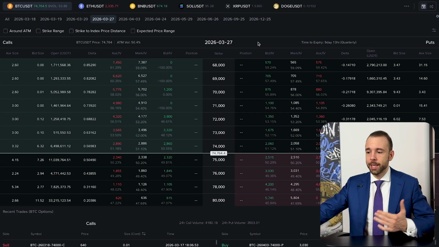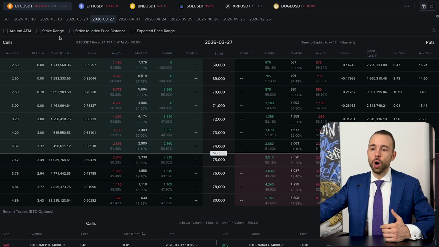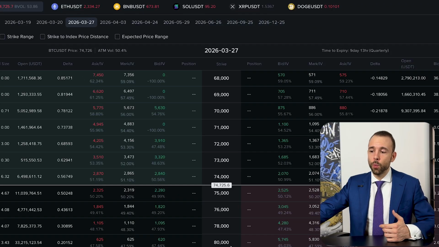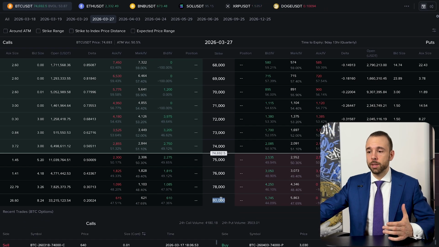And now let's take a look at the Binance option chain. So as you can see, it's very similar to a Deribit option chain. On top, we can find all the expiration dates that are available. In the middle of the option chain, we can find all the strike prices, from the lowest strike price to the highest strike price. And also the same as it was on Deribit, on the left side we can find all the call options, and on the right side we can find all the put options.